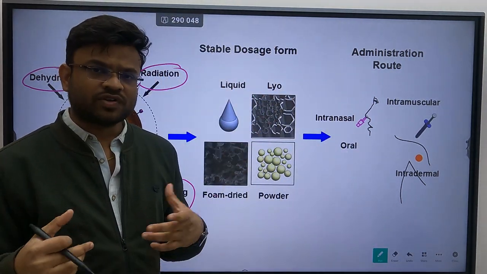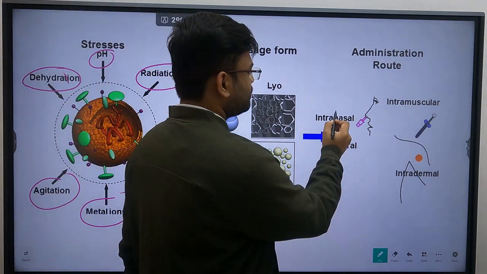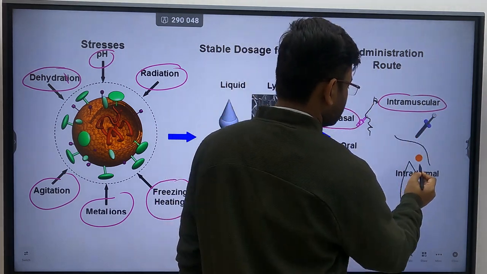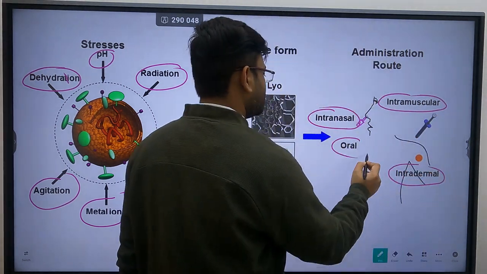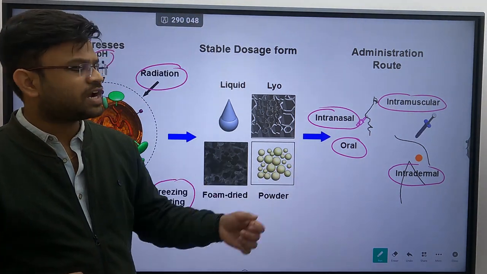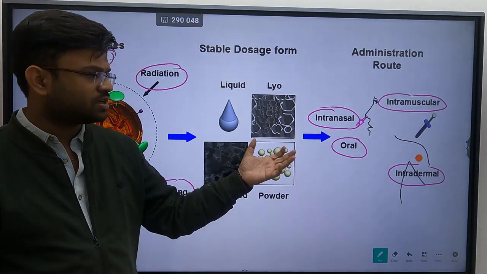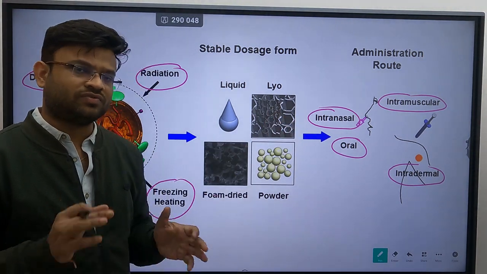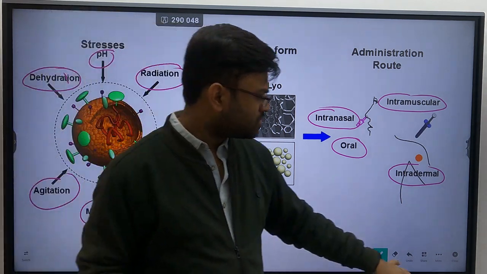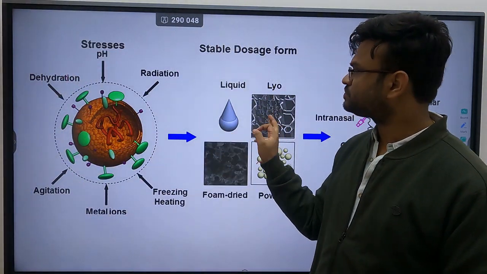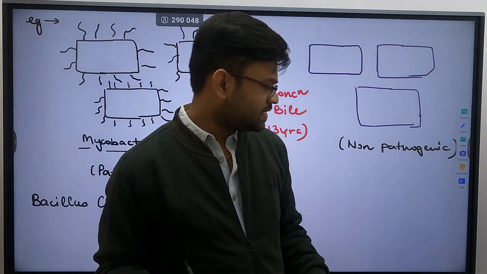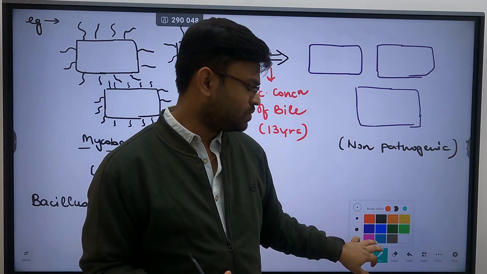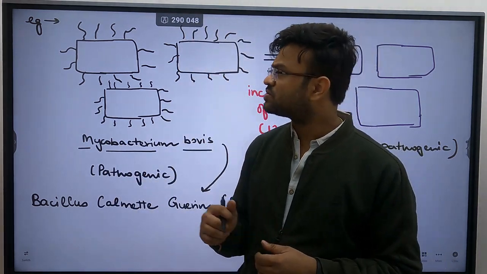And this kind of pathogen or microbe can be given through the intranasal way, intramuscular way, intradermal way, or oral way. So these are the different administration routes through which the pathogen or the microbe can be administered inside the body of the host. Okay, so this is the concept. Let us move on to the next slide. I have a particular case study in which I will tell you exactly in which way the attenuation is caused.